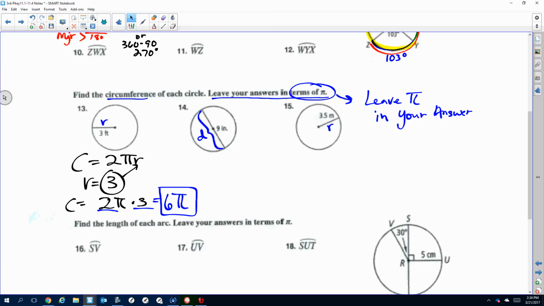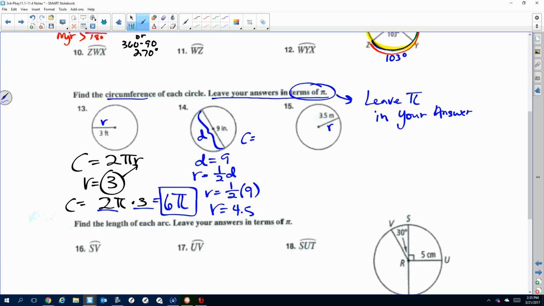Now when we get here, since we're given the diameter is 9, but the radius is half the diameter, we can figure out that radius. That radius is half of 9, which makes it 4.5. So the circumference would be 2 pi times 4.5. Well, when I double it, it comes back to 9 again. So our answer is 9 pi.